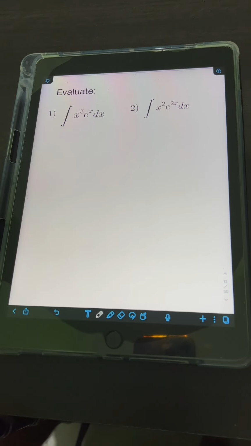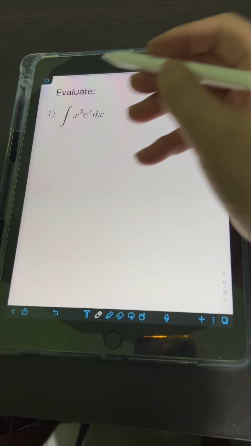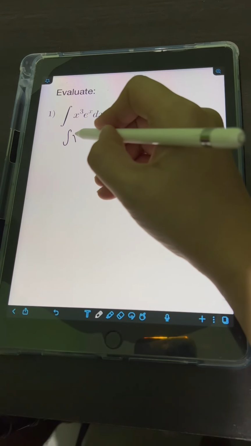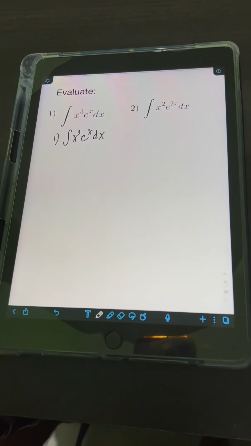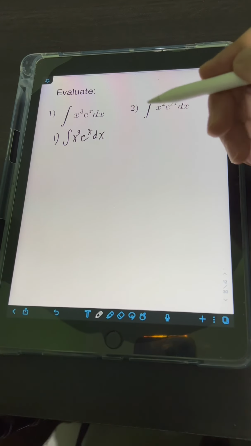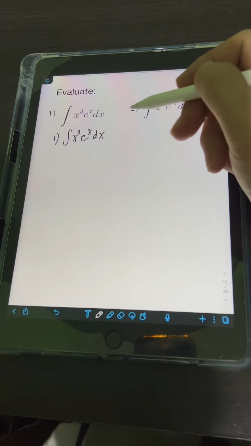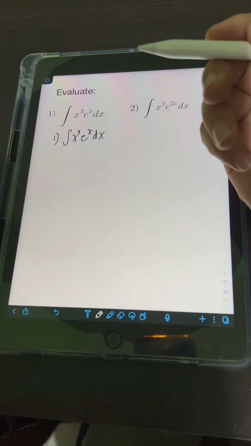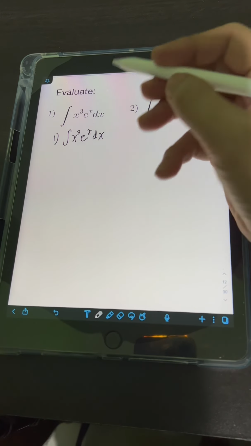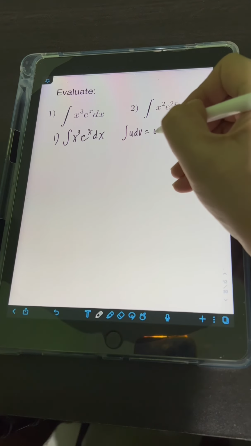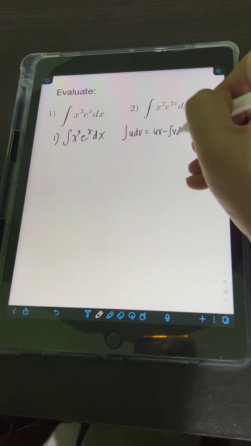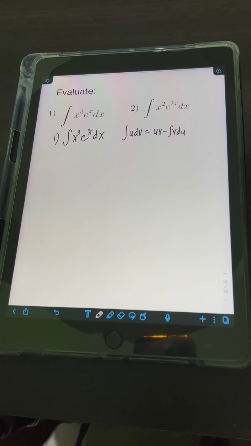Let's solve these problems. Evaluate the following integrals. For the first one, we have the integral of x cubed e raised to x dx. We can use integration by parts to evaluate the integral, but I won't use the typical integration by parts formula given by the integral of u dv equals uv minus the integral of v du. I will use the tabular DI method here.